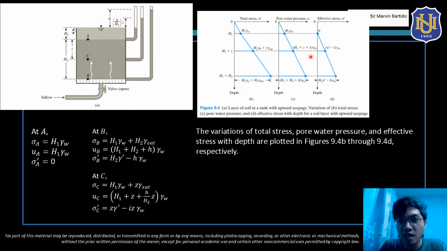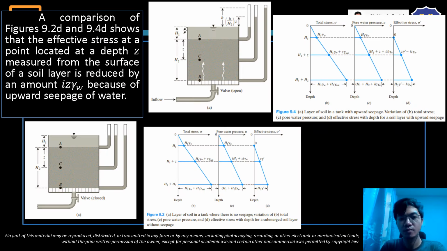And then for our effective stress, class, it is 0 at this point. Here at A, it is also 0. At C, it is Z gamma prime minus iZ gamma water. And then at point B, it is H sub 2 times gamma prime minus H times gamma water. So this is the plot of the variations of the total stress, water pressure, and effective stress at points A, B, and C.